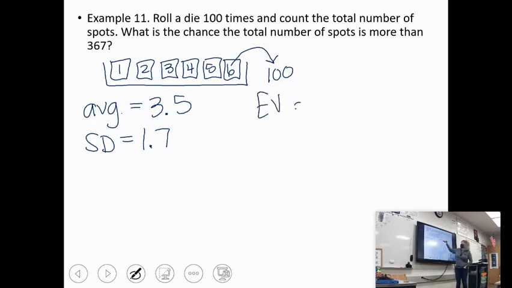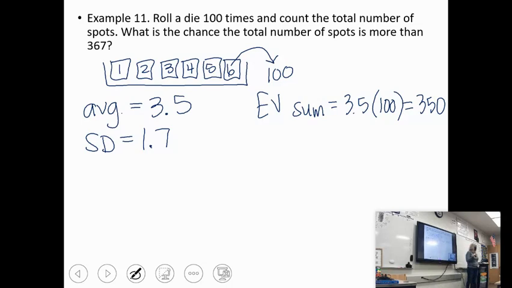So then the EV sum is going to be what? Because we want to find the sum, the total number of spots. So it's just going to be 3.5 times the number of draws. Is it 35? No, it's 350. So we expect the total spots to be 350.